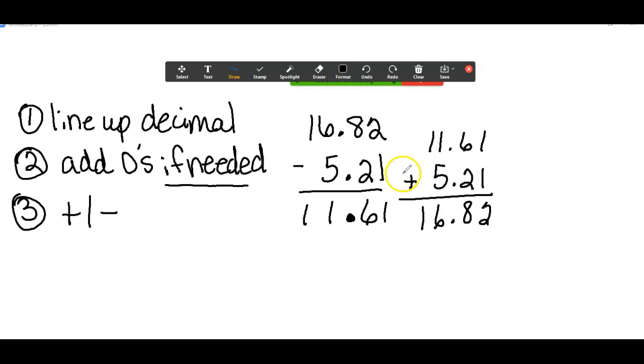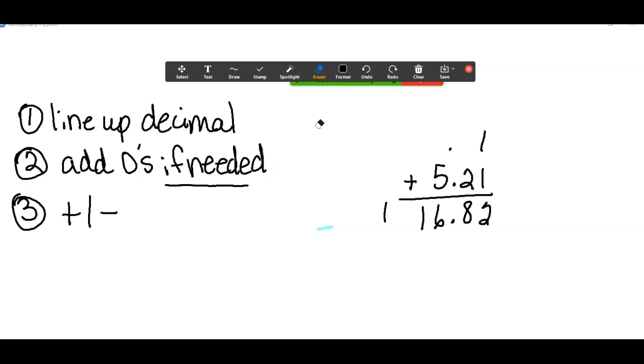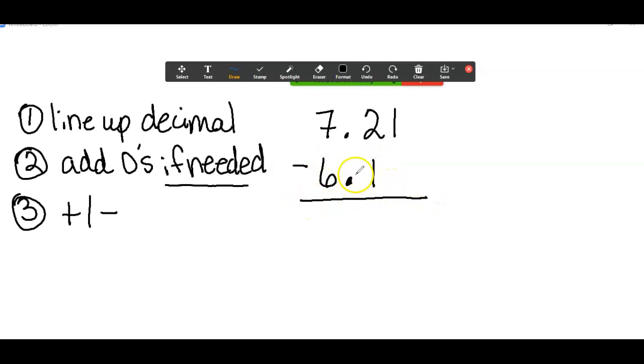Some of you are still not 100% confident in your subtraction skills. And so I would suggest that during this lesson especially, if you know that you're not 100% confident, that you go ahead when there's a subtraction problem and you make sure you check with your addition. Okay, the next problem, 7 and 21 hundredths minus 6 and, excuse me, 1/10.